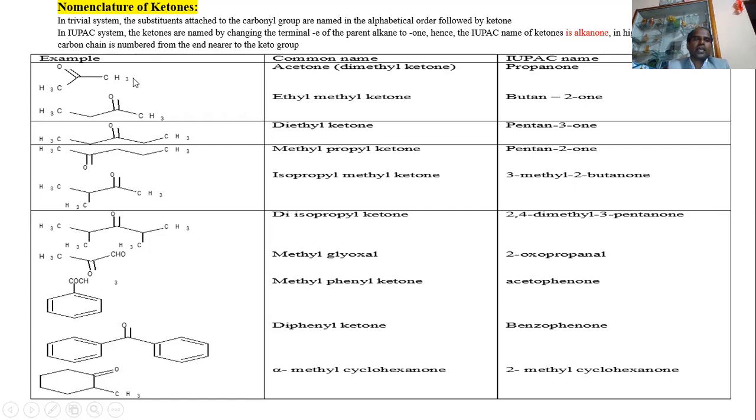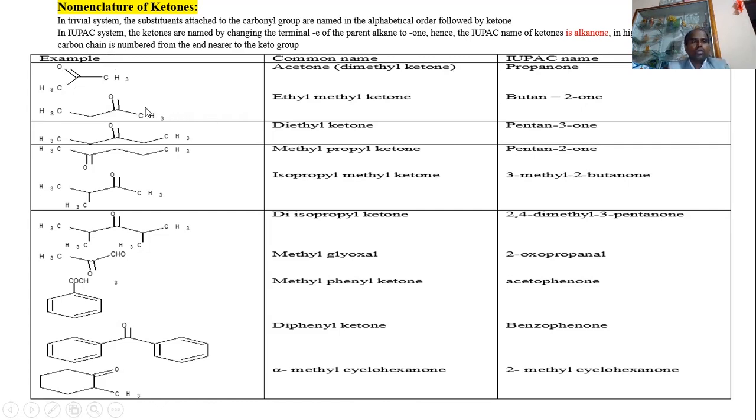So let us assign IUPAC name for this. So 1, 2, 3, 3 carbon containing ketone. 3 carbon containing alkane is called prop. Since it contains ketonic functional group at second position, we can say that propan-2-one is the IUPAC name for this molecule.